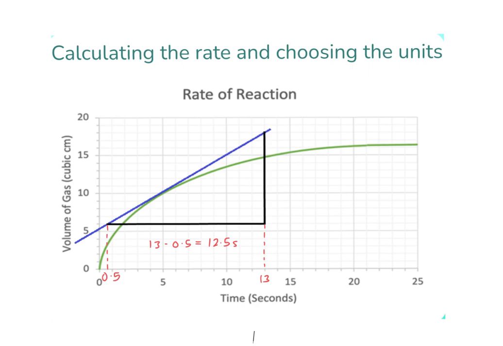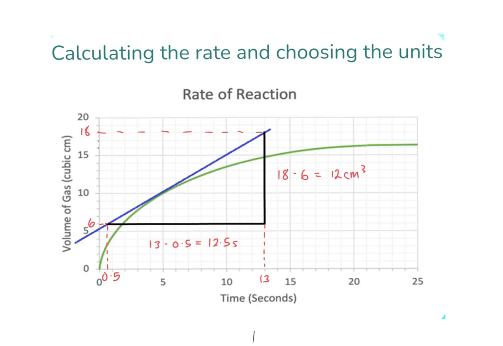So the vertical line starts here at 5 and it ends here. Excuse my wonky line. So reading off the y-axis, I can see that this is at 6 centimeters cubed and this one up here is at 15, 16, 17, 18 centimeters cubed. So this sum will be 18 minus 6, which is going to equal 12 centimeters cubed.